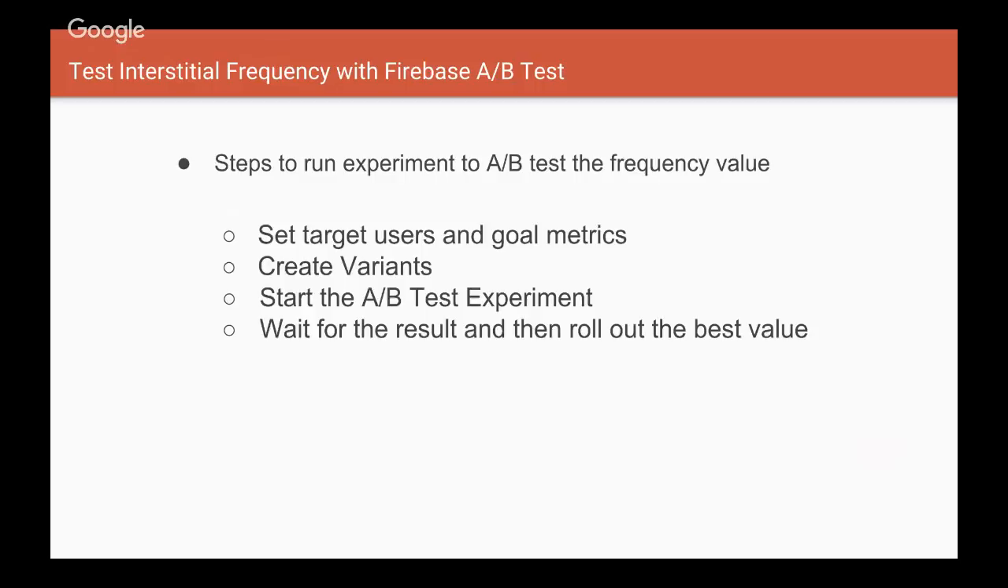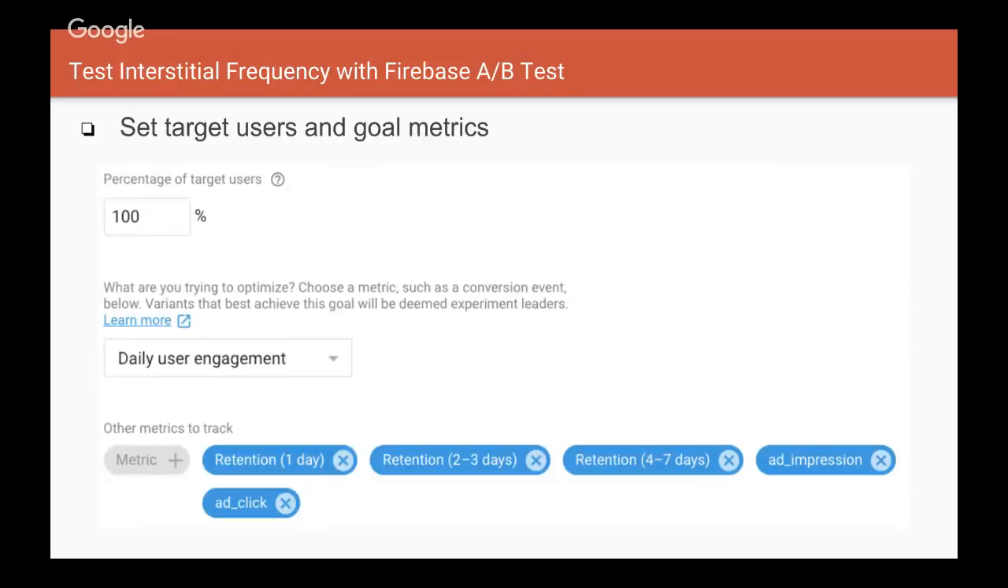For the next step, I will run an experiment on the Firebase Remote Config to A/B test the frequency values by doing 4 steps here. I will guide you step by step. For the first step, you can set the target users and your goal metrics. In this example, I will target 100% of my users. And because I want to balance my user experience with my monetization, the result metrics I will pick here are user retention and also ad impression and ad click.